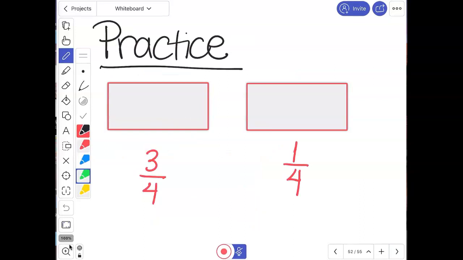Okay, let's do it again. 3/4 and 1/4. Okay, both of them are fourths. I already know the answer. Looks like that because 3 is greater than 1. But I'm checking my work. So let's do it this way.